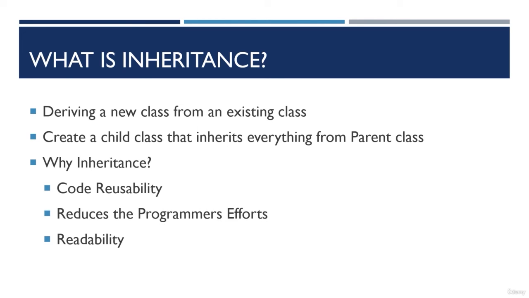So why do we use inheritance? Inheritance improves code reusability, so we don't need to write the same block of code again and again. By using inheritance, we can inherit the features of other classes and also add more features to the derived class or to the child class. Also, using inheritance reduces the programmer's efforts. Programmers don't need to write the same code and logic, so this will increase productivity, and it reduces the efforts of programmers and developers.